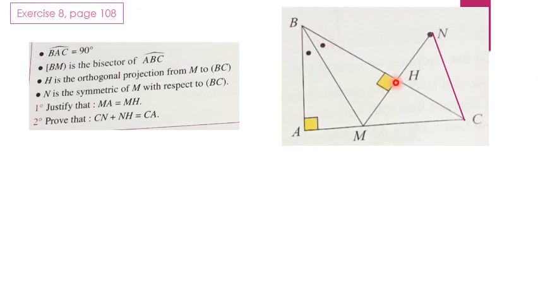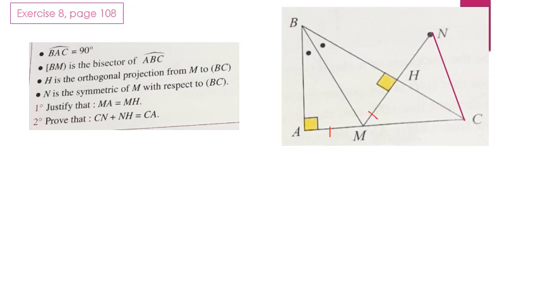H is the orthogonal projection from M. It means that from M I have to draw the perpendicular to BC and name it H. And N is the symmetric of M with respect to BC. When I say that N is symmetric of M with respect to BC, here with respect to point H, it means that MH equals MN. I have to prove that MA equals MH. This is MA and this is MH.